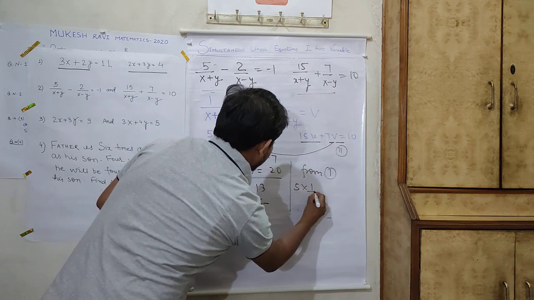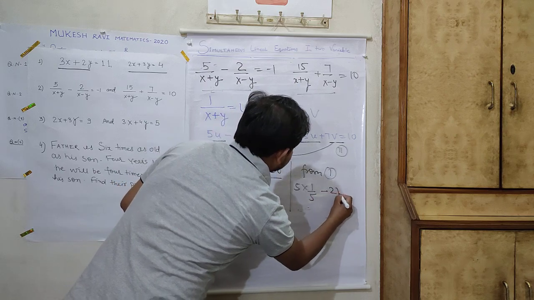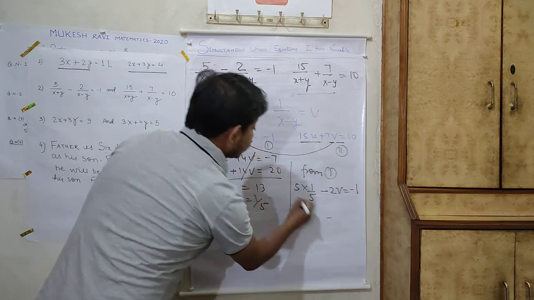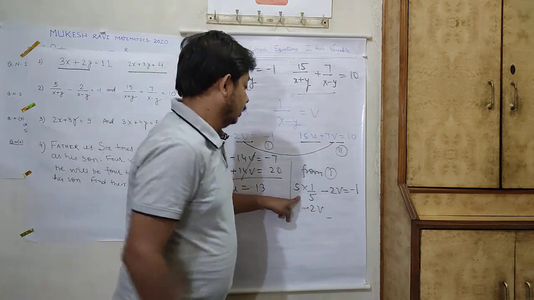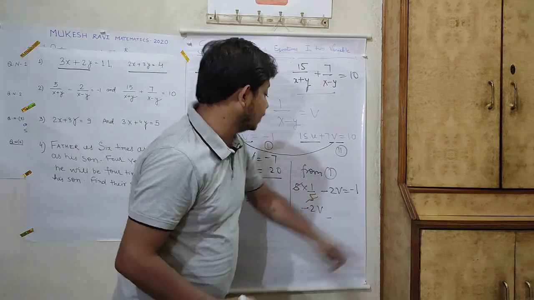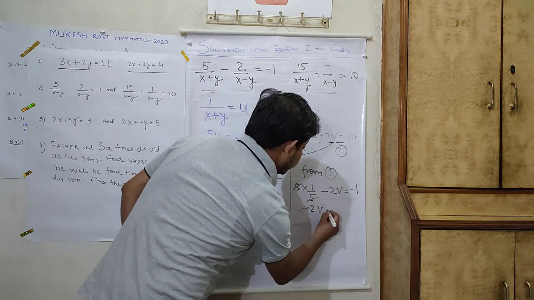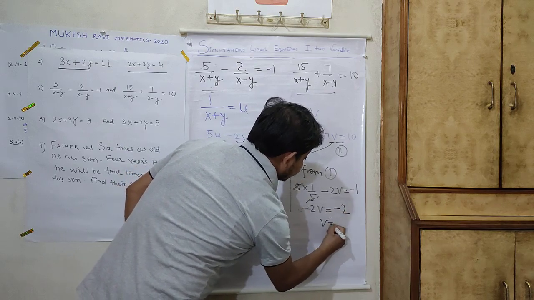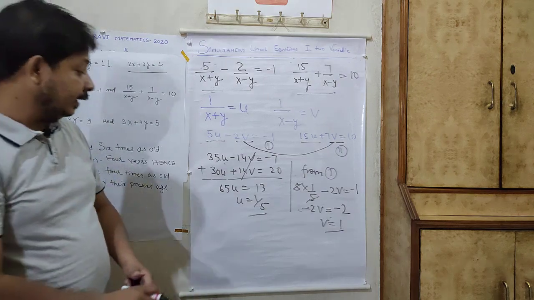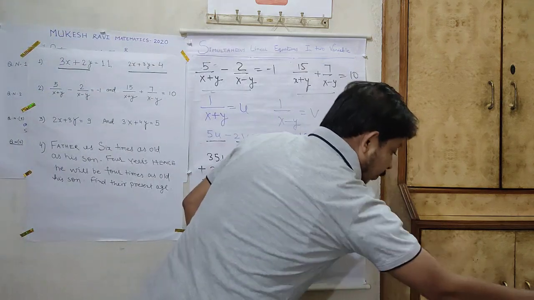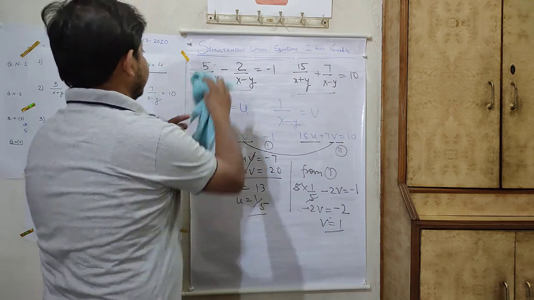5 into 1 by 5 minus 2b equal to minus 1. So minus 2b is equal to minus 1. This will be cancelled, this will go this side. This is minus 2, so b equal to 1. Now you have b and u. So now what is b and what is u? Very simple.